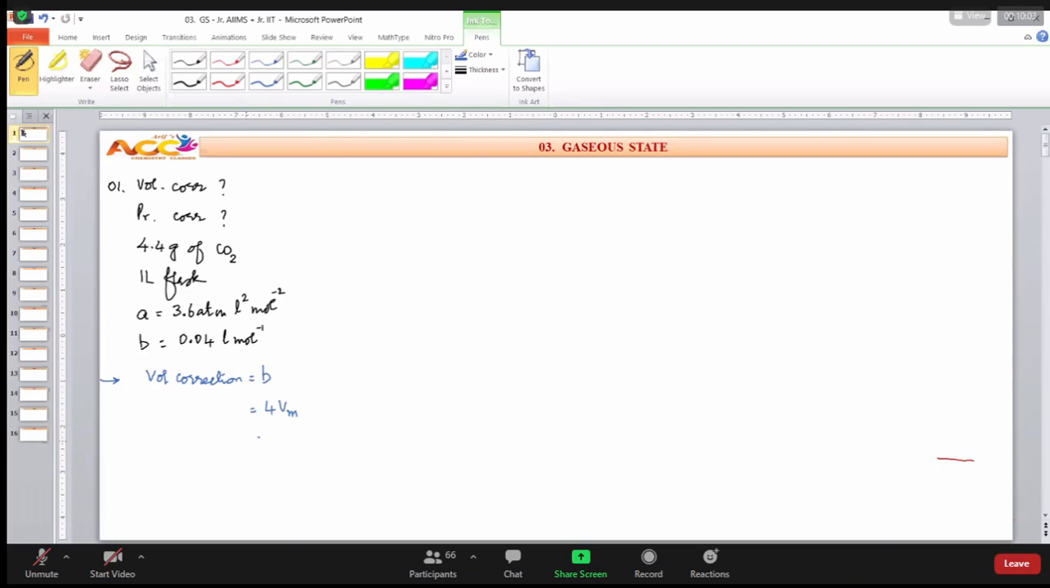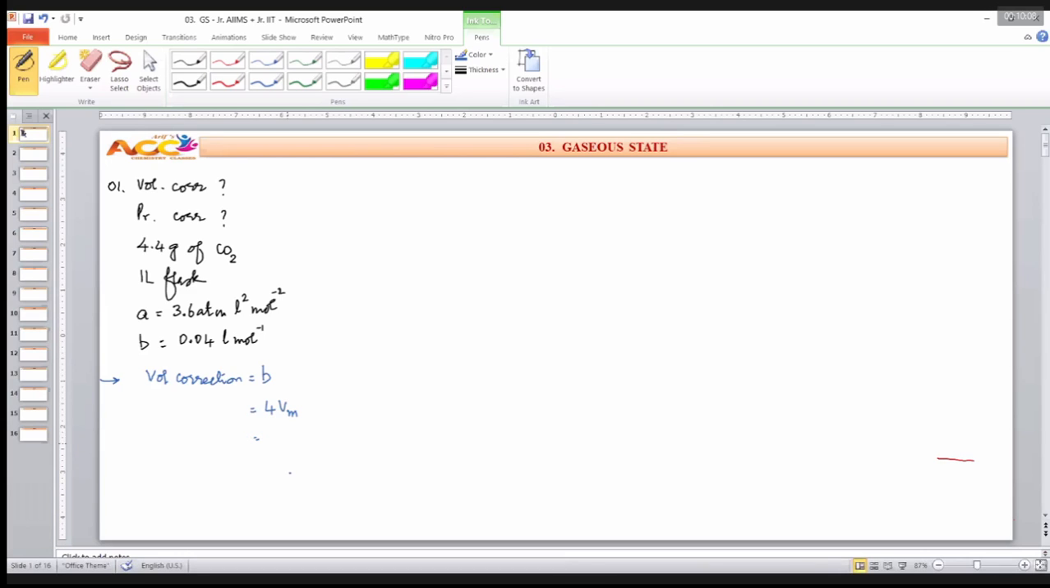This is equal to 4 into Vm. What is Vm, beta? Vm is called molar volume, volume of a mole, right? When we are discussing volume of 1 mole of gas, there is a problem here. What is the problem? Sir, here he has given 4.4 grams. That means he is not asking with respect to total volume.